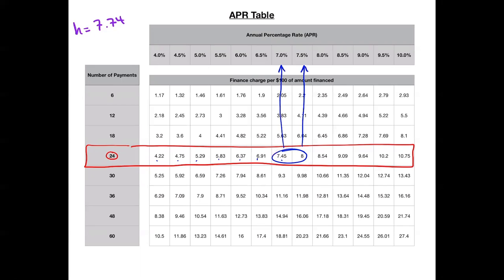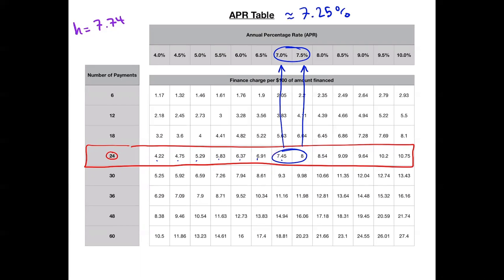and I'm going to look at both of these. I'm going to say, well, you know what? Maybe my APR is right smack dab in the middle of those. And I'm just approximating here. I'm just going to say that it's about 7.25%. That'd be a good enough answer. We could say, hey, it's about 7.25%.